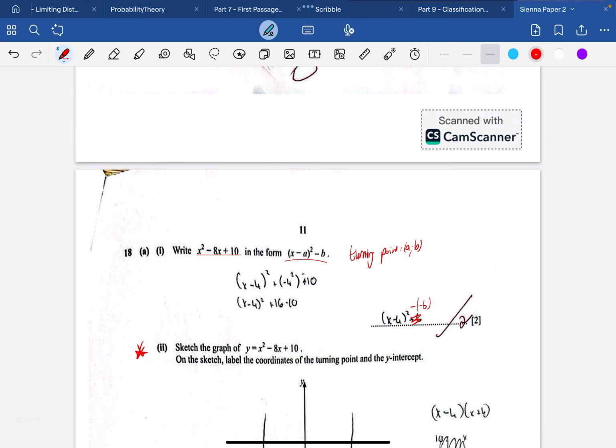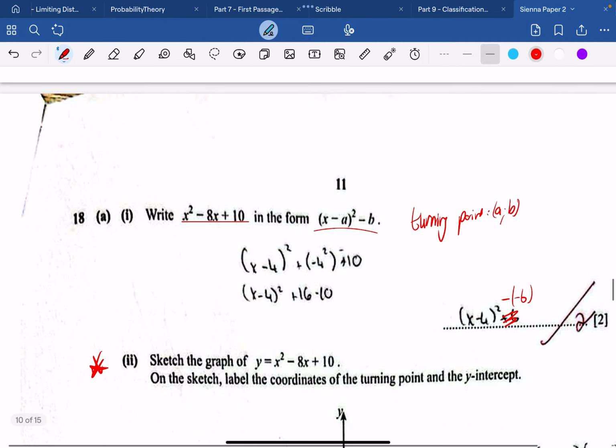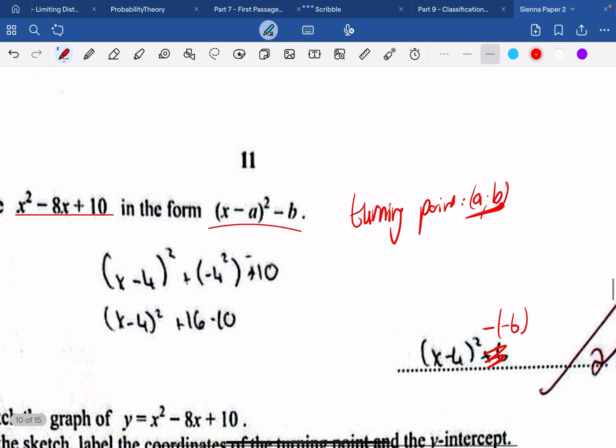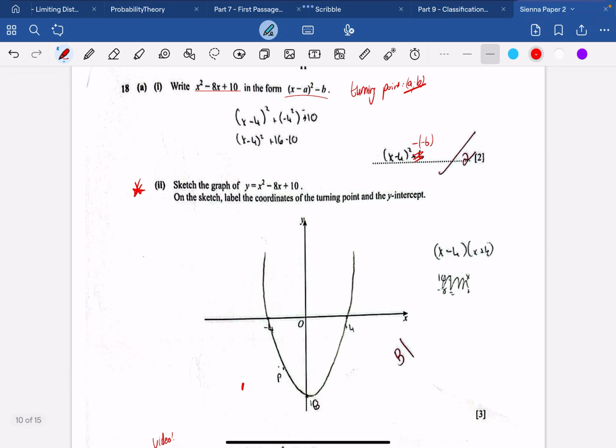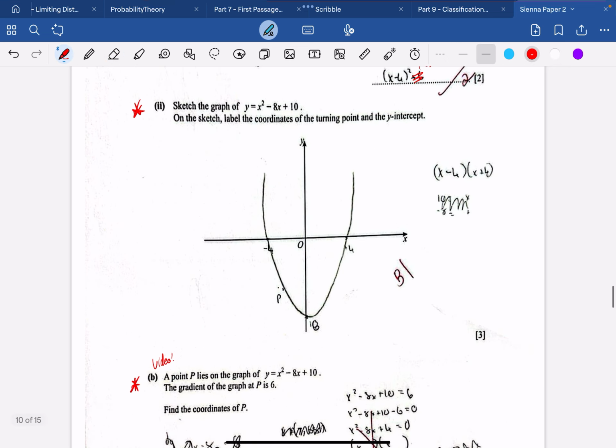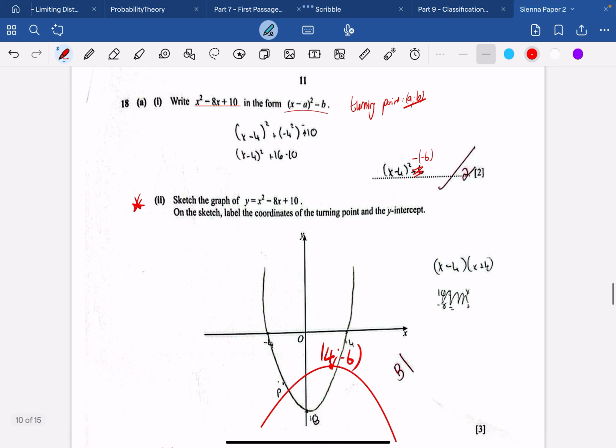Okay. So we did also have a chat about question 18 here, where you write it in the form (x minus a) squared minus b. Turning point is the coordinates a and b. Then we spoke about this graph. It should have been a happy graph with the coordinates 4, minus 6. So the turning point should have been somewhere like here, 4, minus 6. Because here's our a, 4, and then minus 6 to get the 4 minus b.